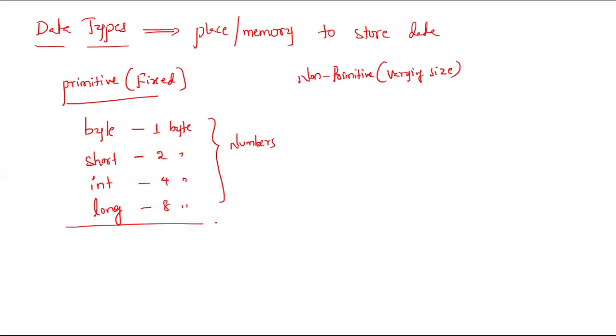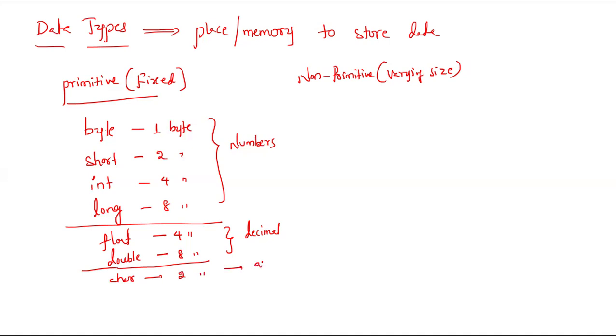Then along with these, there is float and double. Float will consume 4 bytes of memory and double will consume 8 bytes of memory. The purpose is to store decimal, fractional, or rational numbers. Then along with these 6, there is one more type called char, which consumes 2 bytes of memory, and the purpose of it is to store any single character that is present on the keyboard. Any single character.